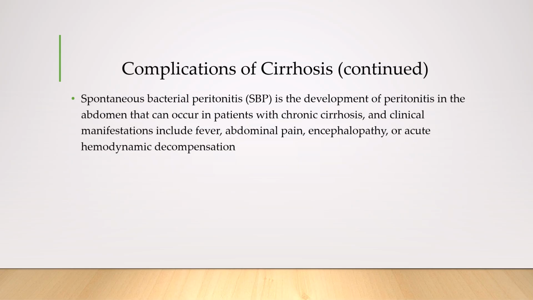Spontaneous bacterial peritonitis is the development of peritonitis in the abdomen that can occur in patients with chronic cirrhosis, and clinical manifestations will include fever, abdominal pain, encephalopathy, or acute hemodynamic decompensation.